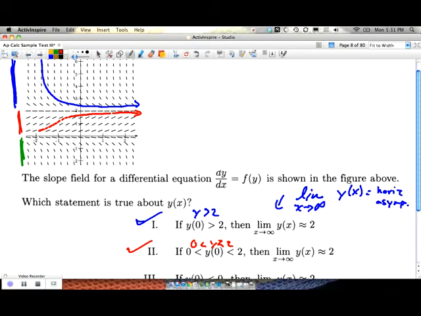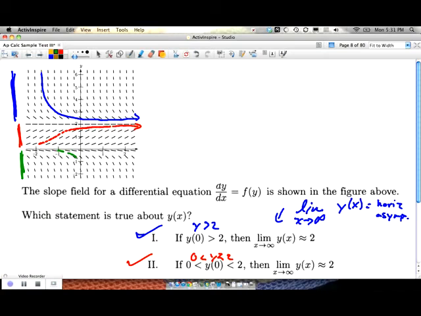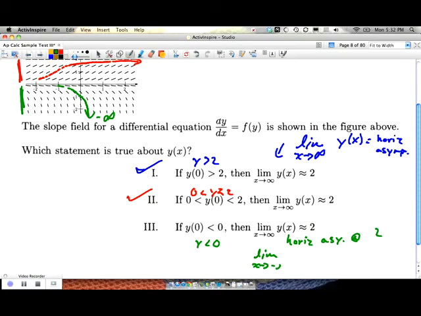Third one, let's see if we can go 3 for 3. If we're less than 0, then the limit as x approaches infinity is saying that the horizontal asymptote is at 2 again. So say I start here with the green. This one's got a different turn. It actually goes down toward negative infinity. It doesn't have the horizontal asymptote. Now if that were true, this would have actually had to have been negative infinity. The limit as x approaches negative infinity does approximately equal 2.